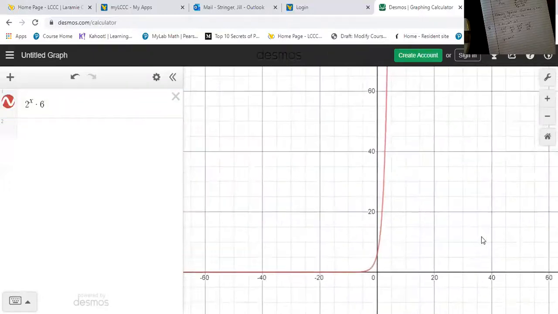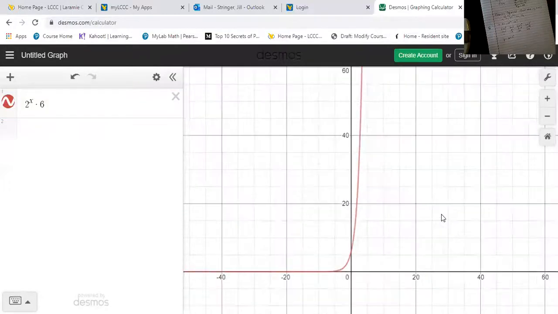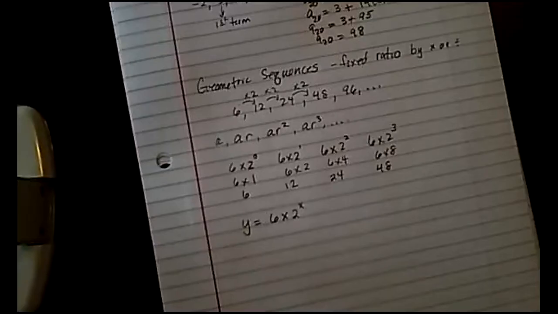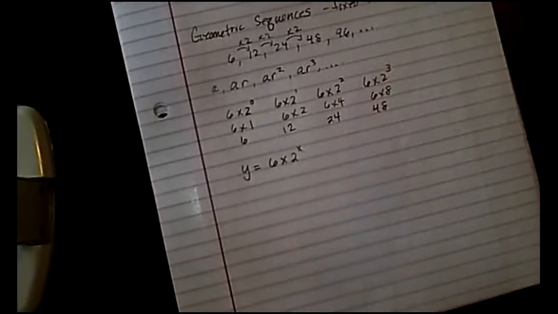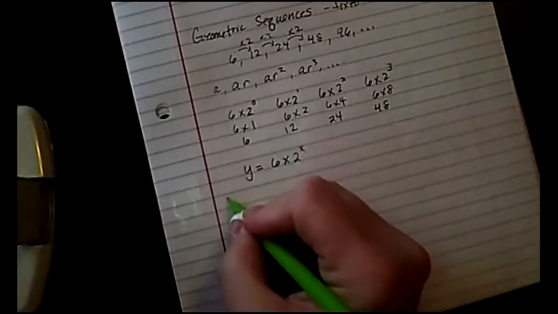Anytime you see a graph with an x in the exponent, you're going to have some kind of exponential graph. It may be a growth, or it might be a decay as well. It could be either one, all right? So let me go back to our notes, and let's try another one of these. Let's do this example.